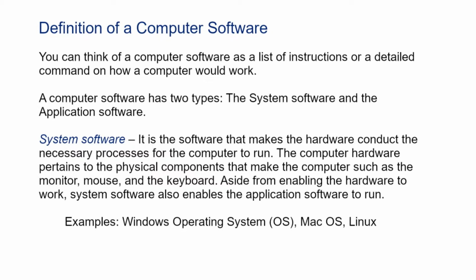System software. It is the software that makes the hardware conduct the necessary processes for the computer to run. The computer hardware pertains to the physical components that make the computer, such as the monitor, mouse, and the keyboard. Aside from enabling the hardware to work, system software also enables the application software to run. Examples: Windows operating system, Mac OS, Linux.